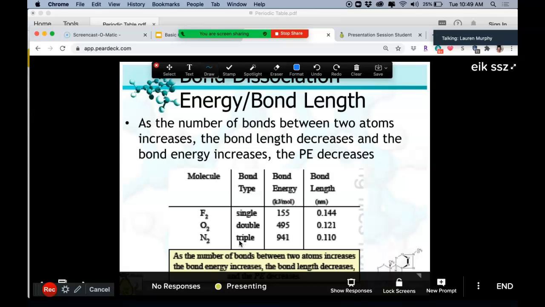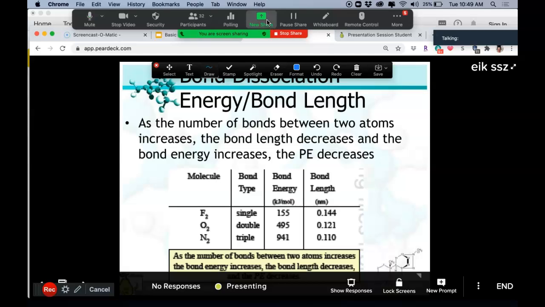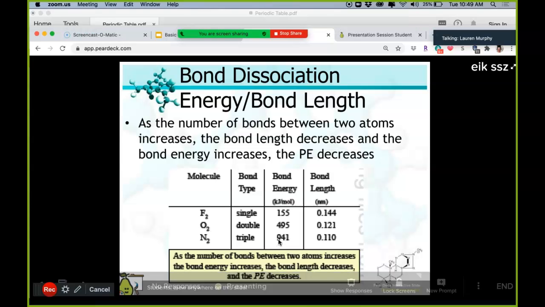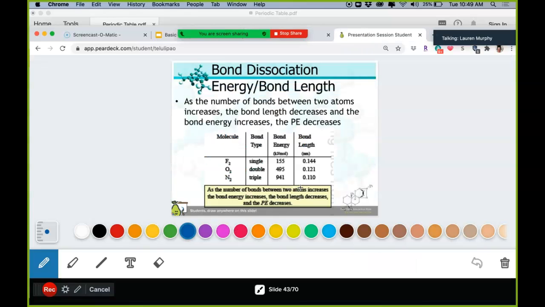So N2, triple bond. Look at how much energy is stored in a triple bond, 941 kilojoules per mole. That's a lot of energy you would have to put in to break through the triple bond. And it's the closest together. The two nitrogens are the closest together.